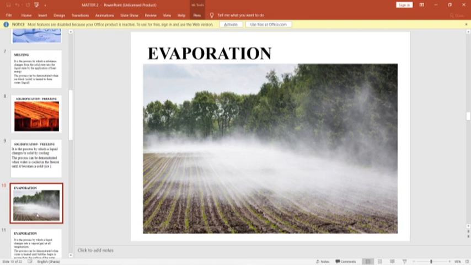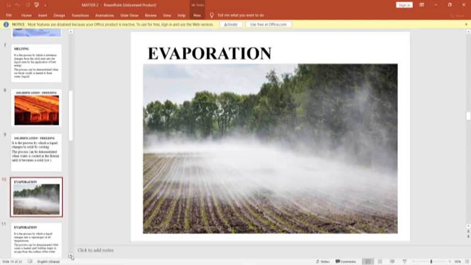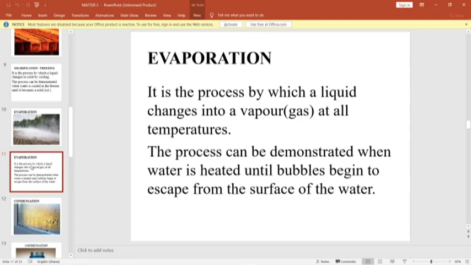Our next process is evaporation. And as you can see on your screen, that is a picture of an evaporation process taking place. So when we talk of evaporation, what do we mean? Evaporation is the process by which a liquid changes into a vapor, that is gaseous state, at all temperatures. At all temperatures, meaning that at any temperature at all, evaporation can take place, not only boiling.